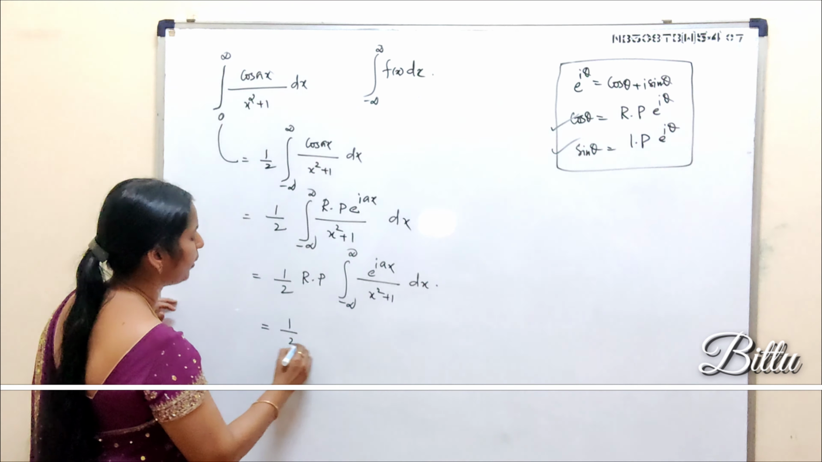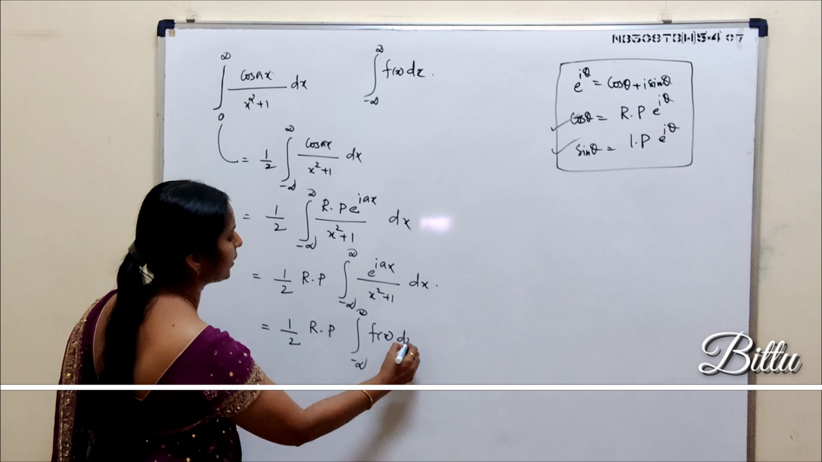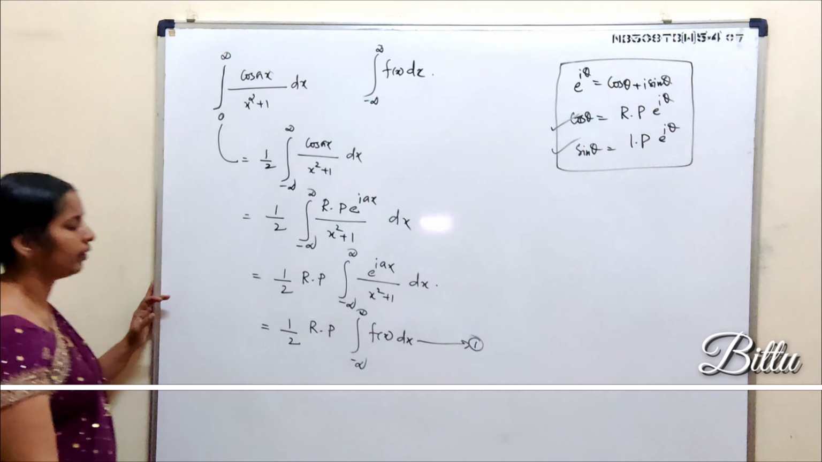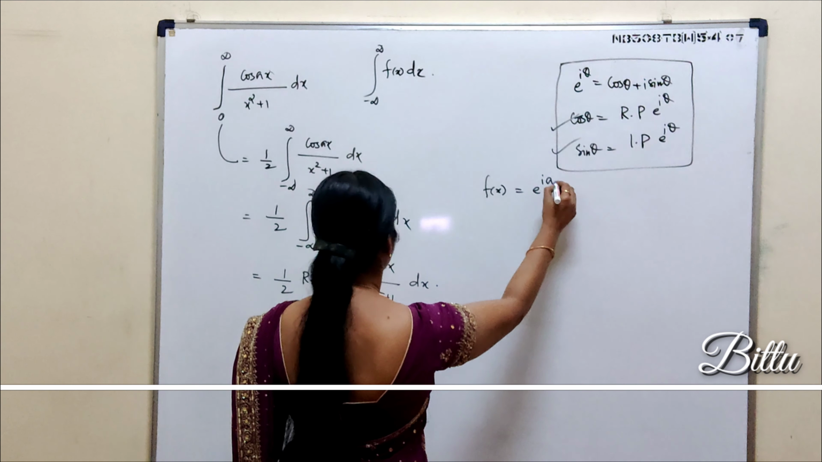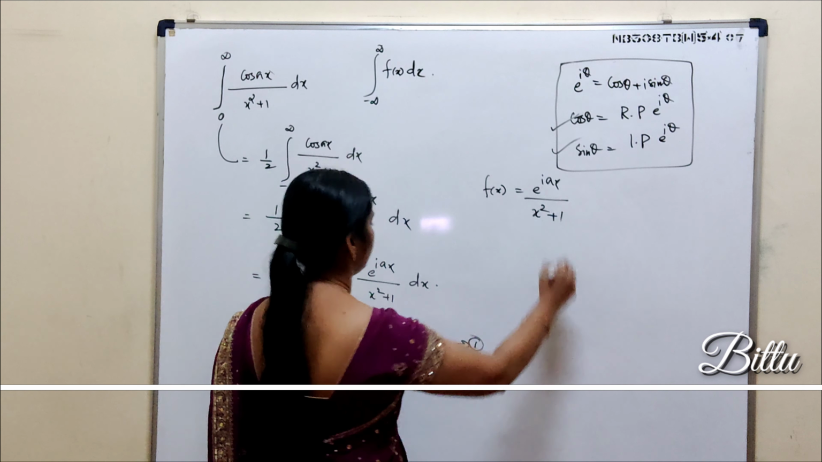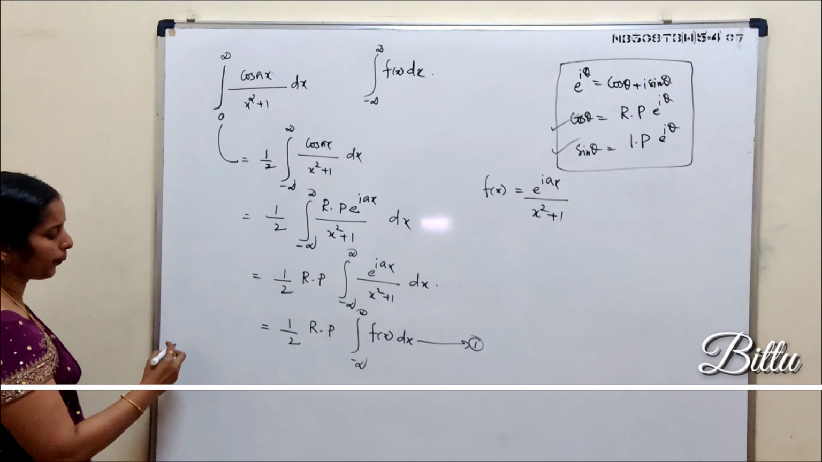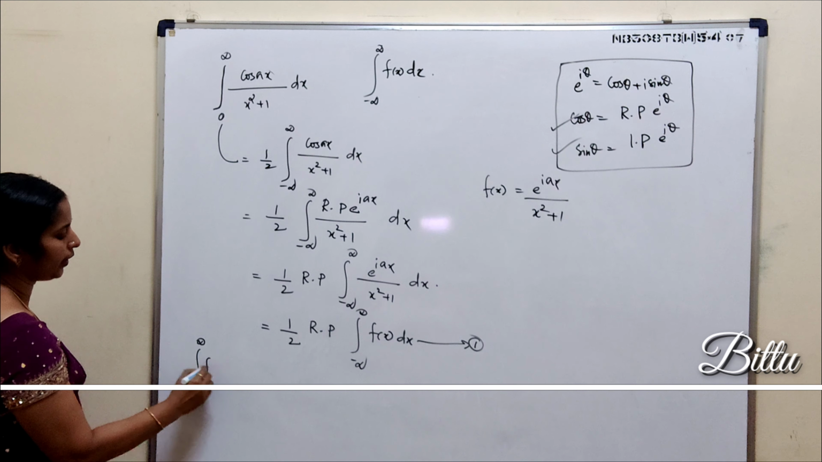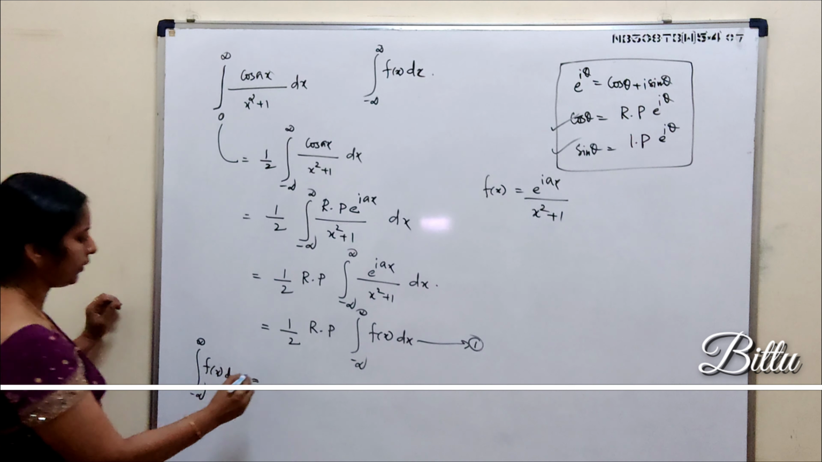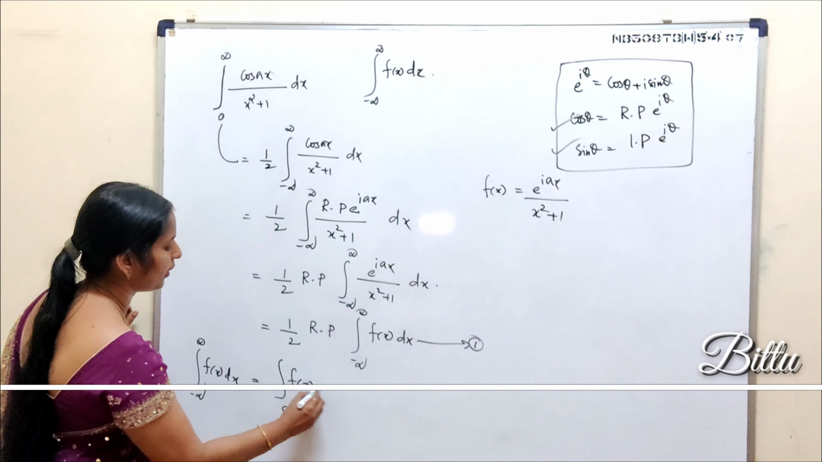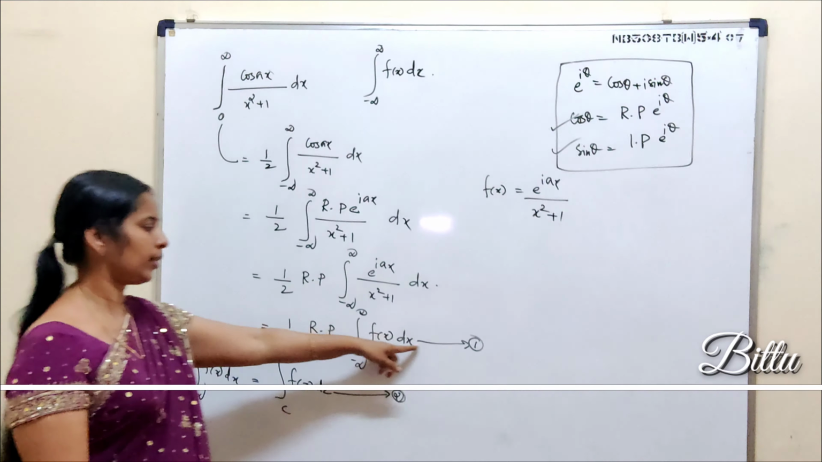See, this is in the form 1 by 2 real part of integral minus infinity to infinity f(x) dx. Let it be equation number 1. Here f(x) is e raised to i ax divided by x square plus 1. We know the integral from minus infinity to infinity of f(x) dx, from the common part of this type 2 integral, is the integral over C of f(z) dz. So it is equation number 2. The given integral reduces to equation number 1.